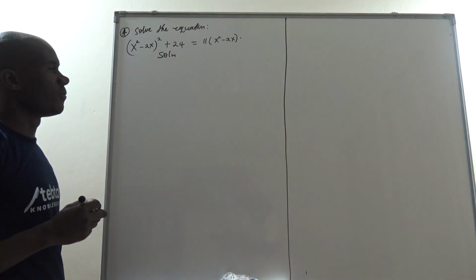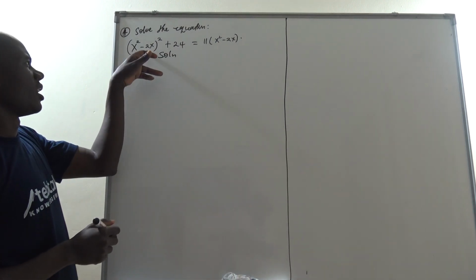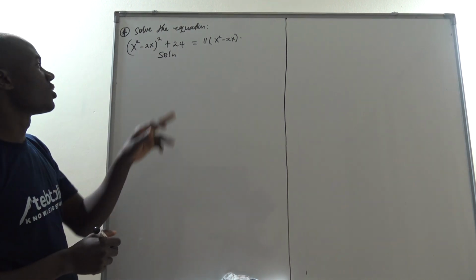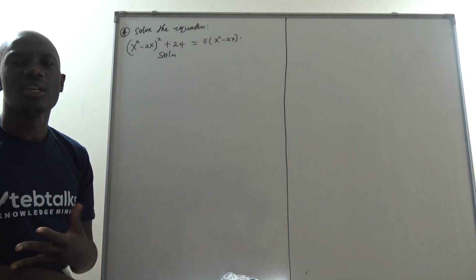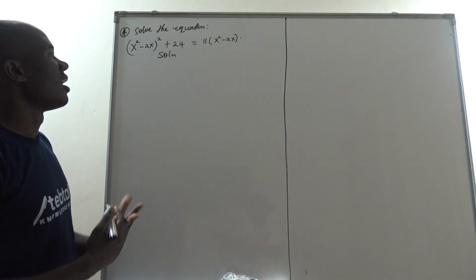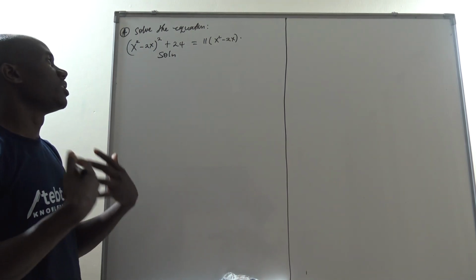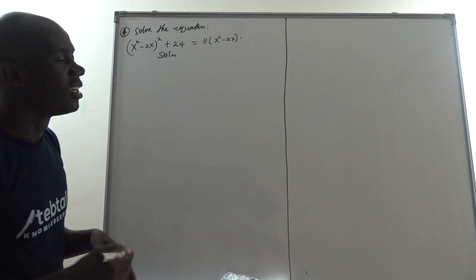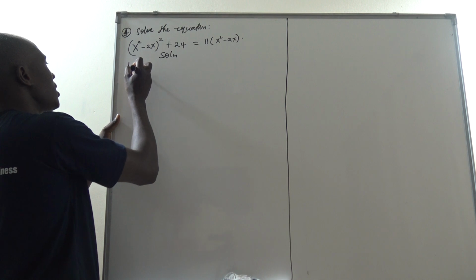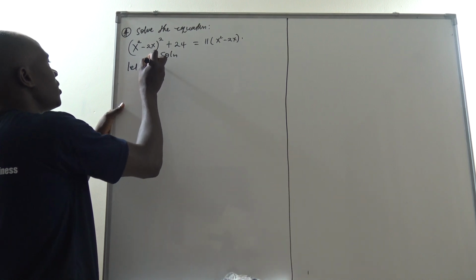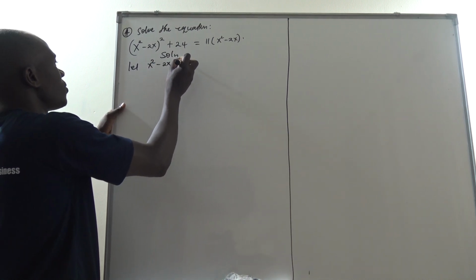Before we proceed, first observe x squared minus 2x is common because it is here and also on the other side. So let it be another unknown. You can call it P or Y or Z. It depends on what you want. Me, I will use P. Let x squared minus 2x equal P.